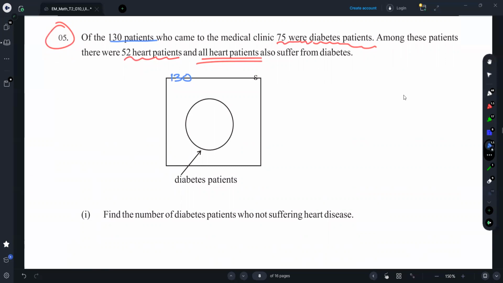Then the total is 130. Then diabetic patients, there are 75, so this circle should be 75. Among these, there were 52 heart patients, and all heart patients also suffer from diabetes. Then heart patients should be inside this 75. All of the heart patients are diabetic patients, so this one is 52, and I can name it heart patients.